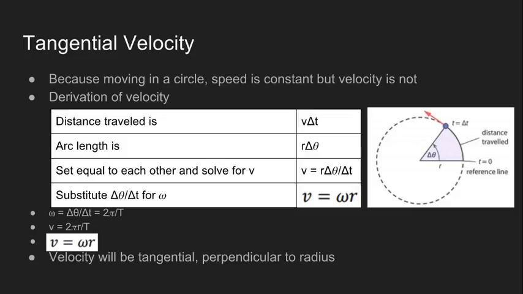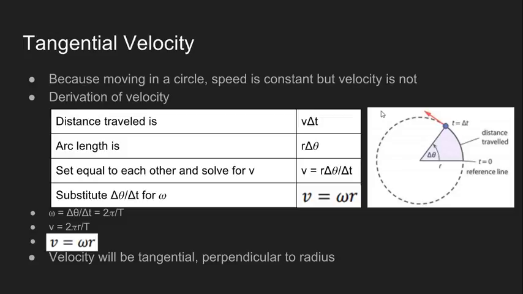But what you do know is tangential on its own means the line that will touch another in only one point, and that so happens to be in a circle. The line that's perpendicular to the radius. So tangential velocity is just the velocity of the object perpendicular to the radius. So in order to find the velocity, this is the derivation right here.